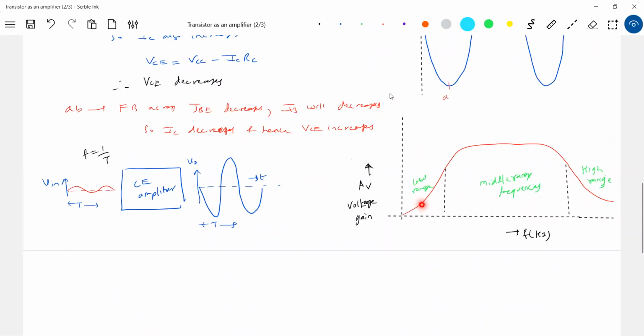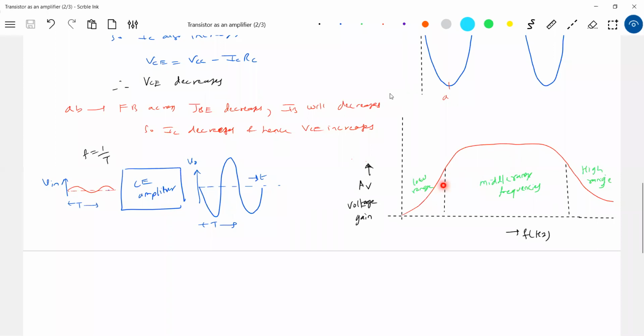At a particular frequency, the capacitive and inductive reactance will almost nullify, and we have more gain. Why is the gain less at high frequency? Here the inductive reactance will dominate. In the middle, the reactance of the circuit will be minimum. That's why the gain is more.